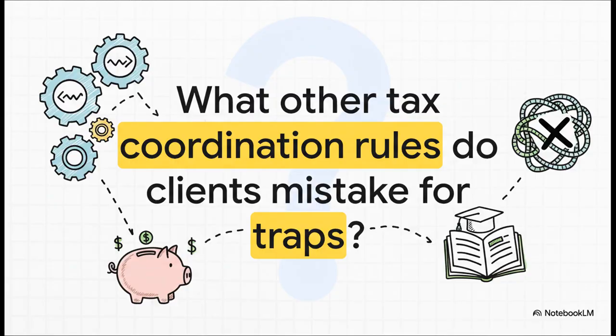You know, this whole thing really points to a much bigger idea in tax planning. So often, the things we call traps are just the result of these really complex coordination rules between different parts of the tax code. It kind of makes you wonder, what other so-called traps out there are actually just opportunities for us to be a little bit smarter and a little more strategic in our planning?